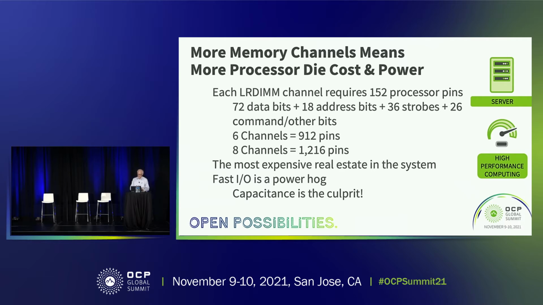Consider that an LR DIMM channel requires some 152 processor pins. Six channels almost gets you to 1,000 pins, consuming a lot of the most expensive silicon real estate in the system. Meanwhile, each of these pins represents a capacitive load that burns power while being driven at high frequencies. That has been a concern for some time. It has been addressed to some degree with changes to the DIMM architecture.